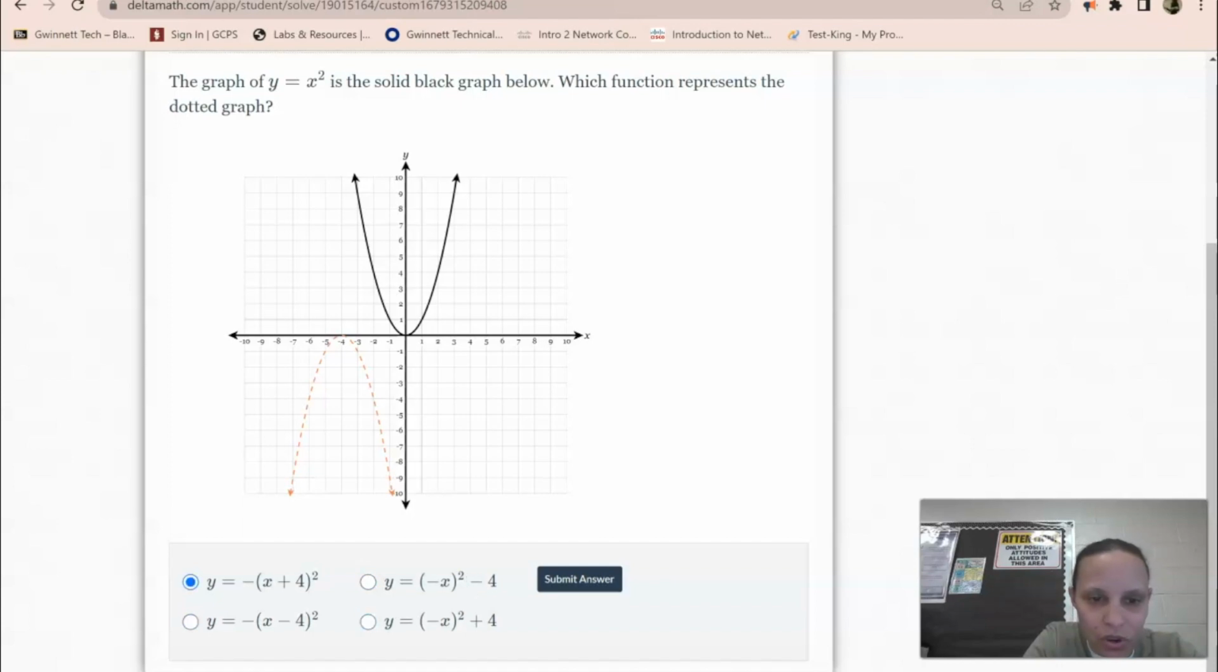So one of these two is going to reflect it, and I'm looking to move it 4 left, right? So if I'm moving in the x direction, remember x is inside and opposite, so it's going to be opposite of what I think. So if I think go left 4, I'm going to think minus 4. Opposite of that would be plus 4.